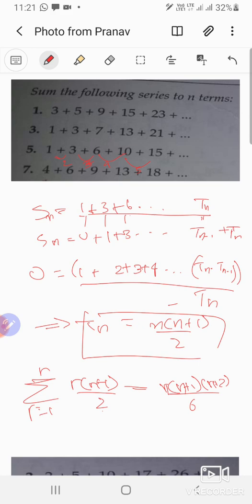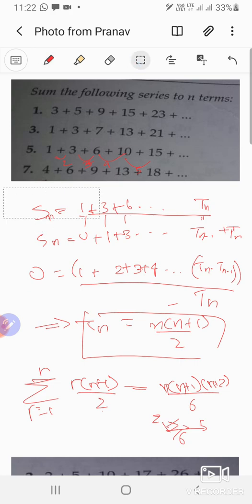If you put the value of n as 1, you get 1 into 2 into 3 upon 6, which is 1. So that's correct. If you put n as 2, you will get 2 into 3 into 4 upon 6, which is 4. So yes, 1 plus 3 is also 4. Now put n equals 3, so you will get 3 into 4 into 5 upon 6, which is 10. So yes, 1 plus 3 plus 6 is in fact 10. So this is completely working.